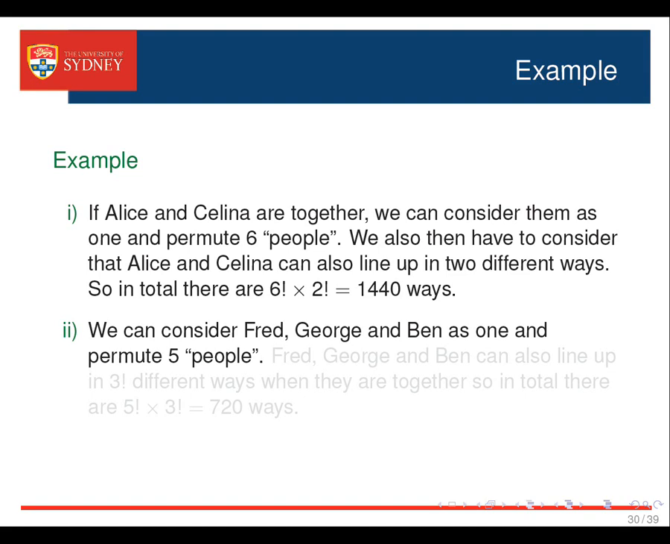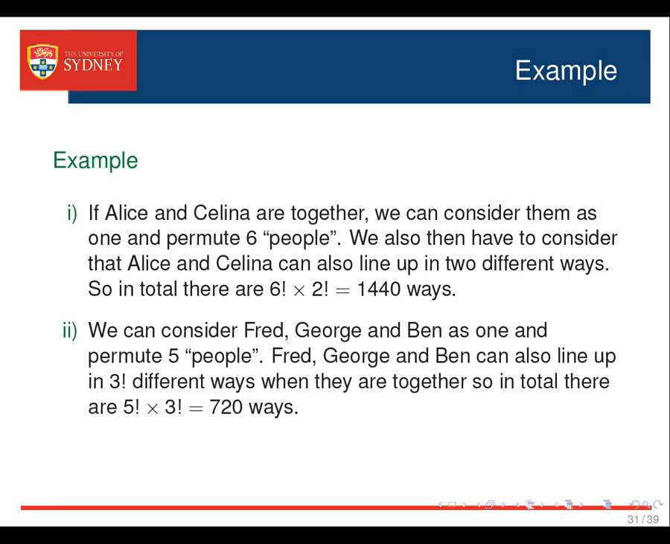For the next part, we can consider Fred, George, and Ben as one and permute 5 people. Fred, George, and Ben can also line up in 3 factorial different ways when they are together, so in total there are 5 factorial times 3 factorial, which equals 720 ways.